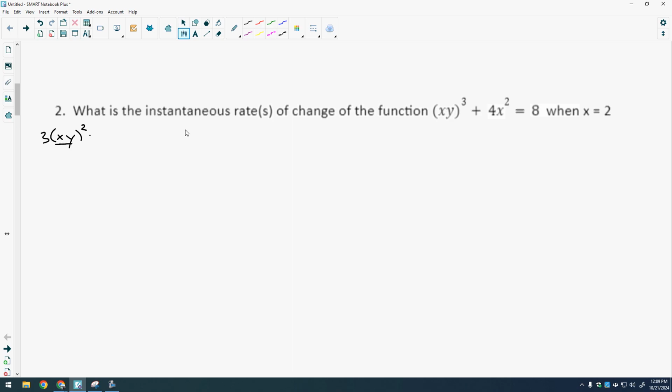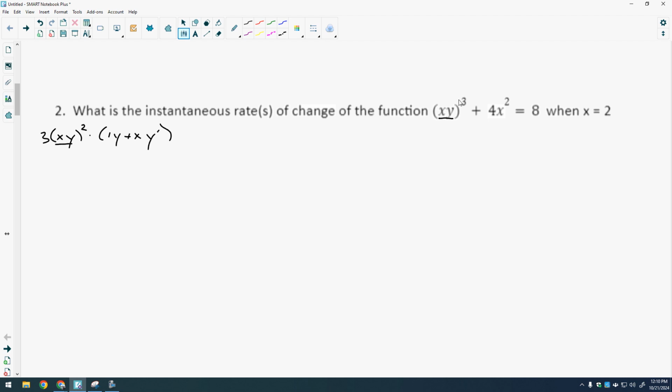This is a product rule. Sorry, go back to here. This is a product rule. First term is x, second term is y. So derivative of the first times the second plus the first times the derivative of the second. I'm going to use y prime instead of dy dx. Okay, so that's the derivative of xy raised to the 3rd power.